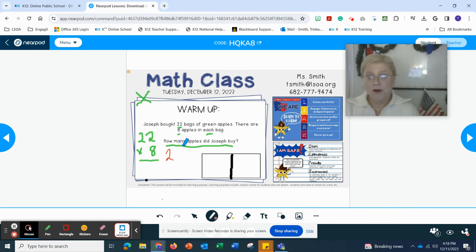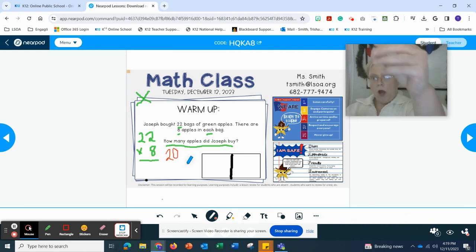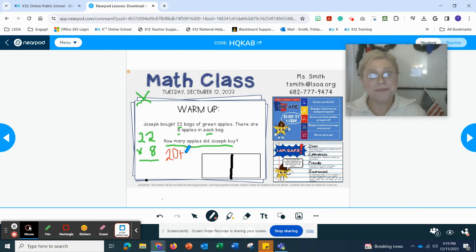When we break that apart, remember, when we're making that number friendly, we're just writing it in expanded form. So we have 10, 20, and how many ones? 1, 2. Now, remember, when we are making this friendly, we're adding them together because we need to make it 22. So 20 plus 2 equals 22.